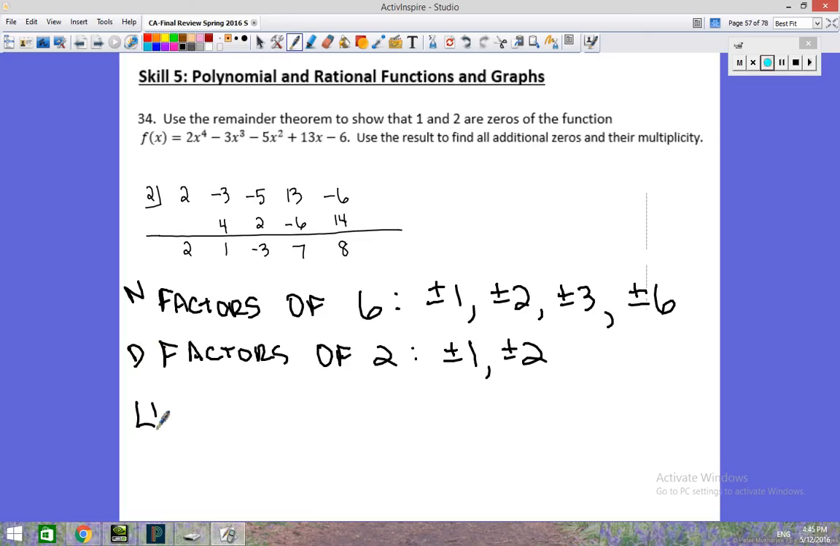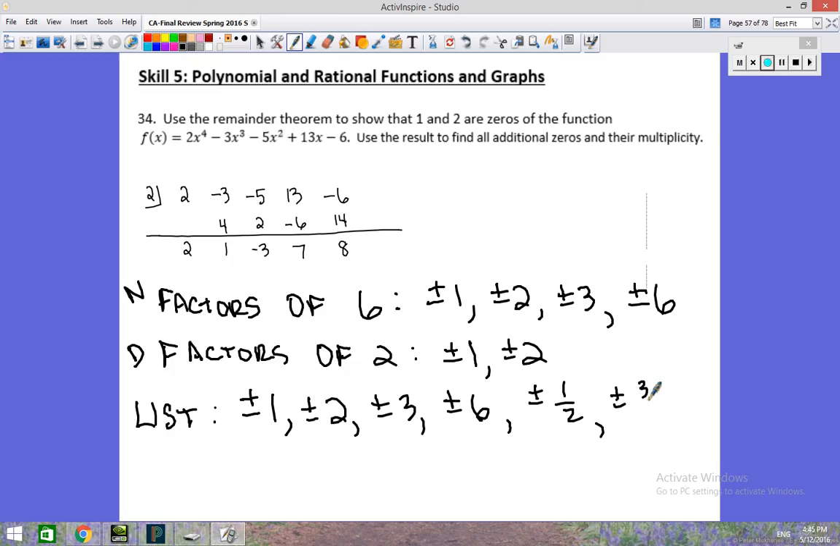So let's take a look at the list. If each one of these is divided by 1, you just get that list back again. So I've got plus or minus 1, plus or minus 2, plus or minus 3, plus or minus 6, because all I did was divide by 1. Now when I divide by 2, I'm going to get plus or minus 1/2. But 2 divided by 2 is 1, and I've got that already in my list. 3 divided by 2, plus or minus 3 halves. 6 divided by 2 is 3, and I've already got plus or minus 3 in my list.